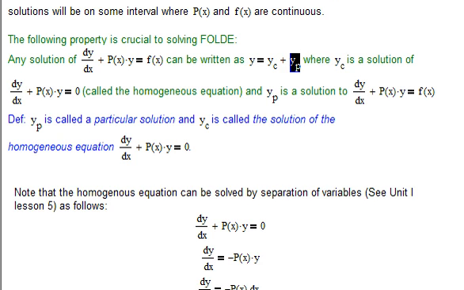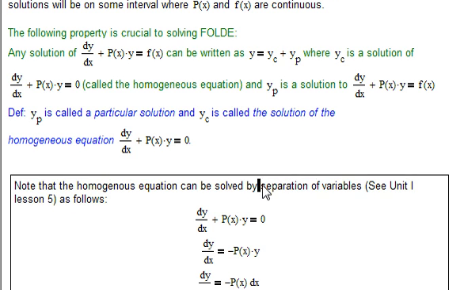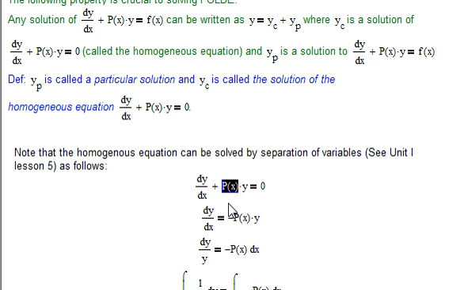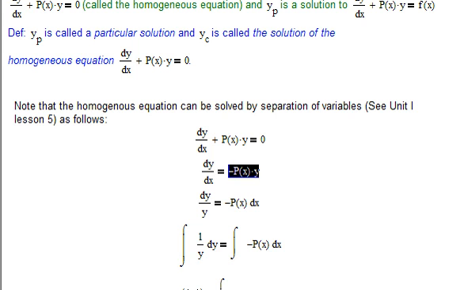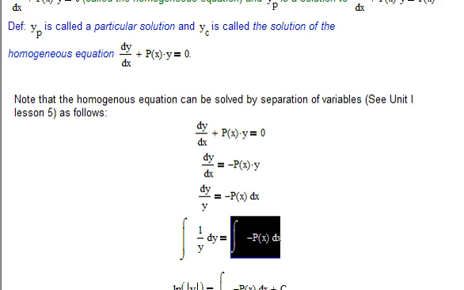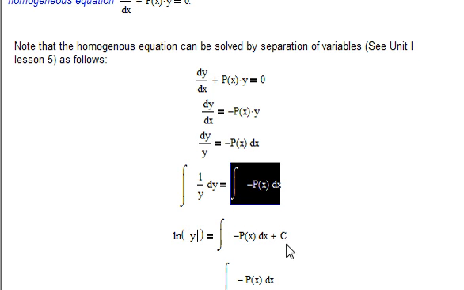The homogeneous equation can be solved by separation of variables, and you knew that. It's from Lesson 5. So all you have to do to solve this one by separating the variables is take the p(x) times y, subtract it from both sides, divide both sides by y, multiply by dx, and you have 1 over y dy equals negative p(x) dx. Then integrating both sides, we get a constant of integration: ln of the absolute value of y equals the integral of negative p(x) dx plus some arbitrary constant.